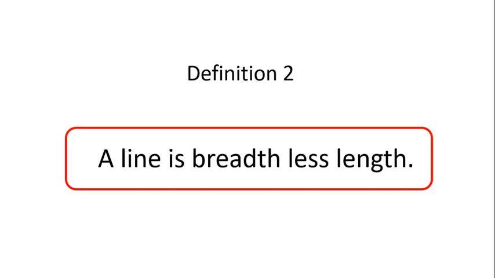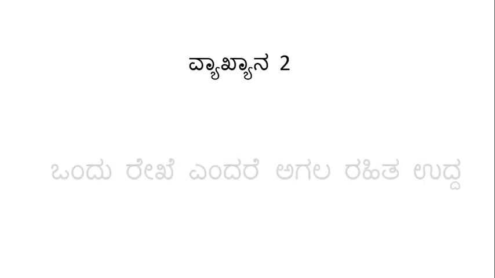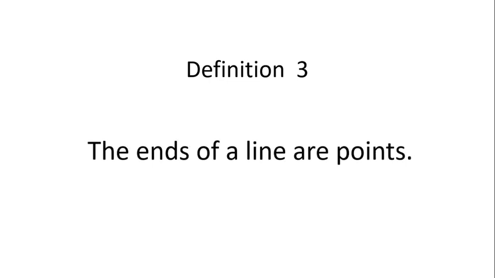However sharp we draw, it will have some amount of breadth. But a line in the real sense has no breadth at all. It has only length. So whatever we draw using scale and pencil, it is just a representation of a line, but in the real sense it is not at all a line. This is definition number 2. Okay, now let's go to definition number 3.